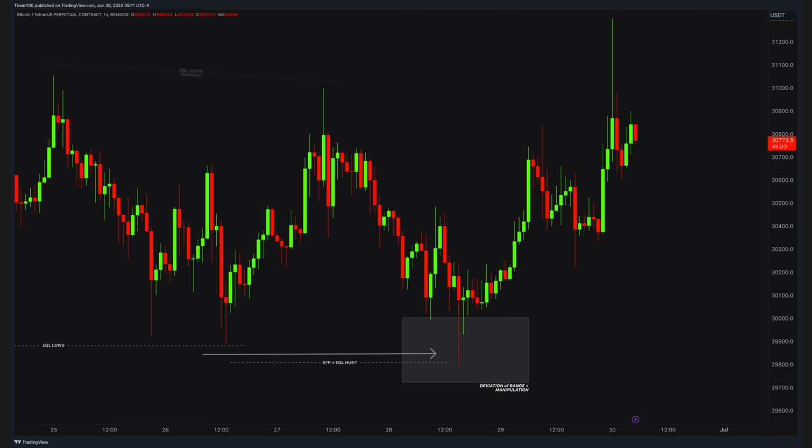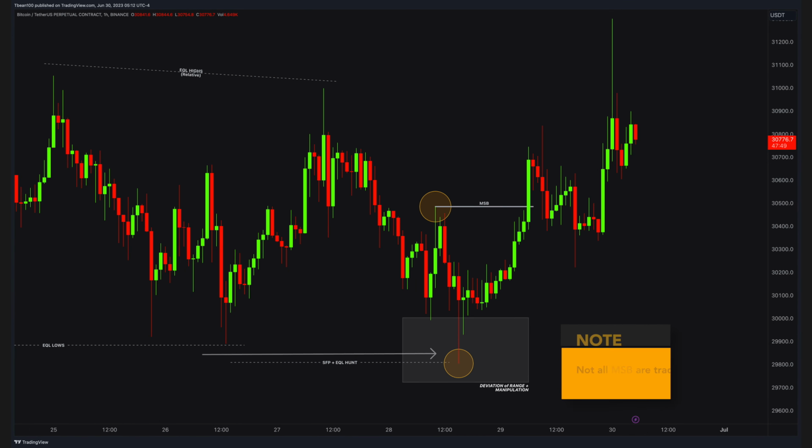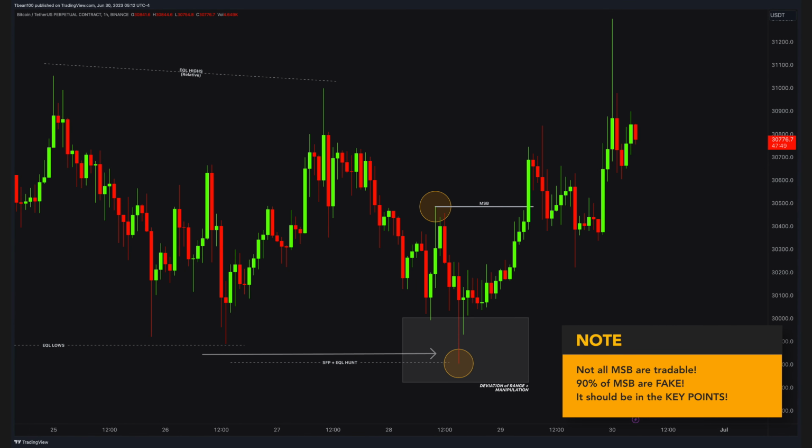First of all, you can notice the relative equal highs at the top. A nice target for me. Remember, it is also the range high, my natural range target. I think any trader in the smart money trading community can recognize the market structure break right here. Again, why this MSB? It is right after the equal lows hunt.